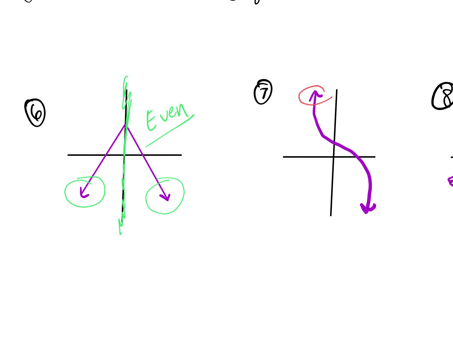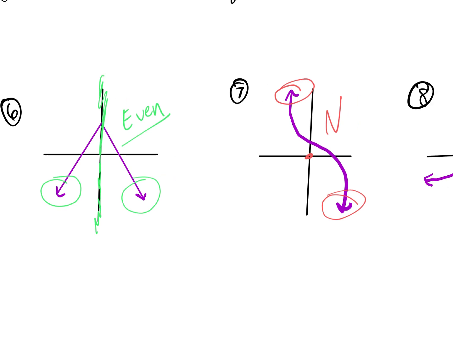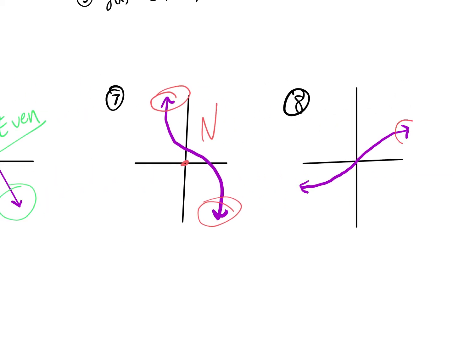Next one. Direction of the arrows are? Opposite. Does it go through the origin? No. So this is? Neither. Perfect. Look at the next one. Look at the direction of the arrows. Opposite. Does it go through the origin? Yes. So what is this?